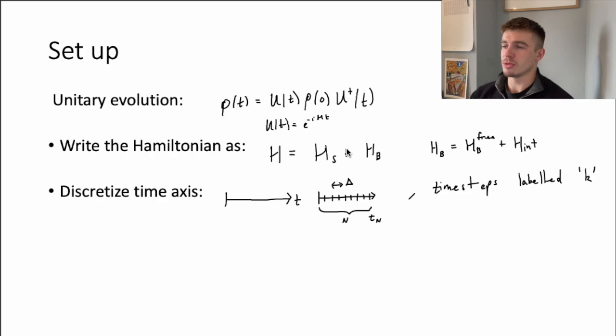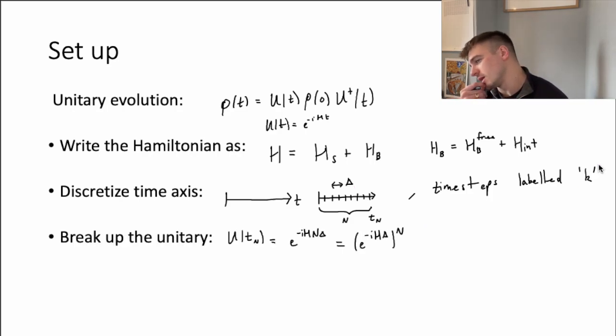The next step that I'm going to do is discretize my time axis. So I'm going to take my continuous time axis here, and I'm going to chop it up into a bunch of steps of size delta. And if I consider the unitary evolution operator U to the time t sub n, what that's going to be is n of these time steps of length delta. And each time step along this time axis that I've discretized, I'm going to label with some subscript k.